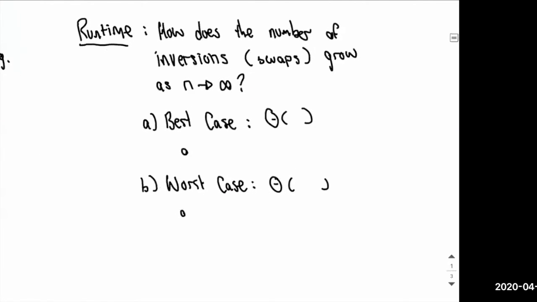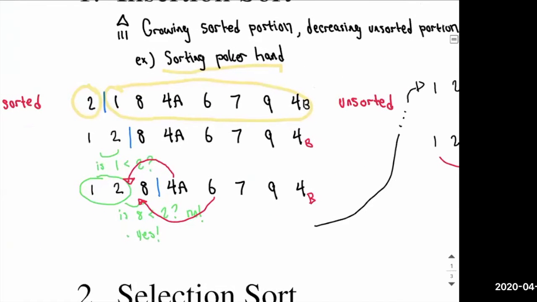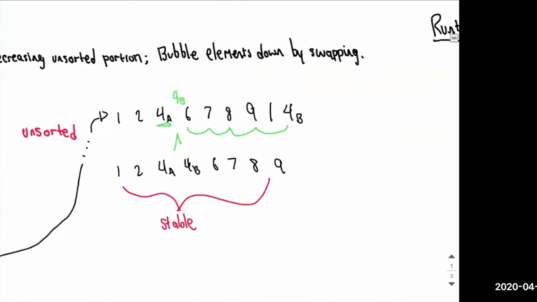To conclude insertion sort, let's talk about runtime analysis. How does the number of inversions or swaps grow as n approaches infinity? In the best case, you'll notice in our example that there are no additional inversions when an element is already in the correct place, that is, in sorted order. The example I'm referring to is here. This 8 was already in sorted place. We asked ourselves, is 8 less than 2? No, so we're done with that step.